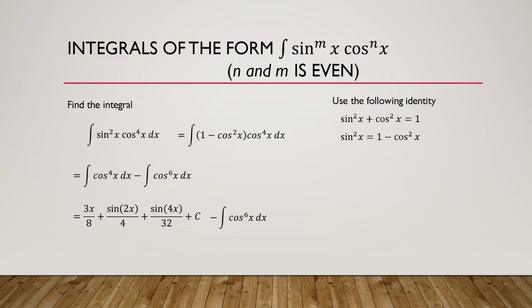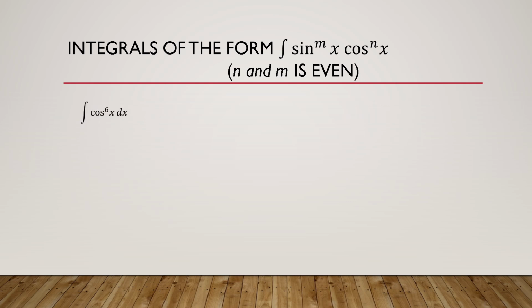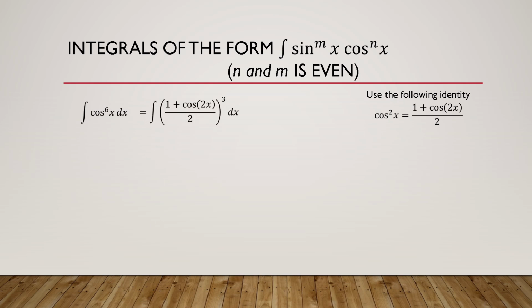Here we'll save our answer to the integral of cosine to the 4th x dx, and now work on the integral of cosine to the 6th x dx. The integral of cosine to the 6th x dx is solved using the same identity as we did for cosine to the 4th. In this case, the identity substitution leaves us with the integral of ((1 plus cosine 2x) over 2) cubed dx.